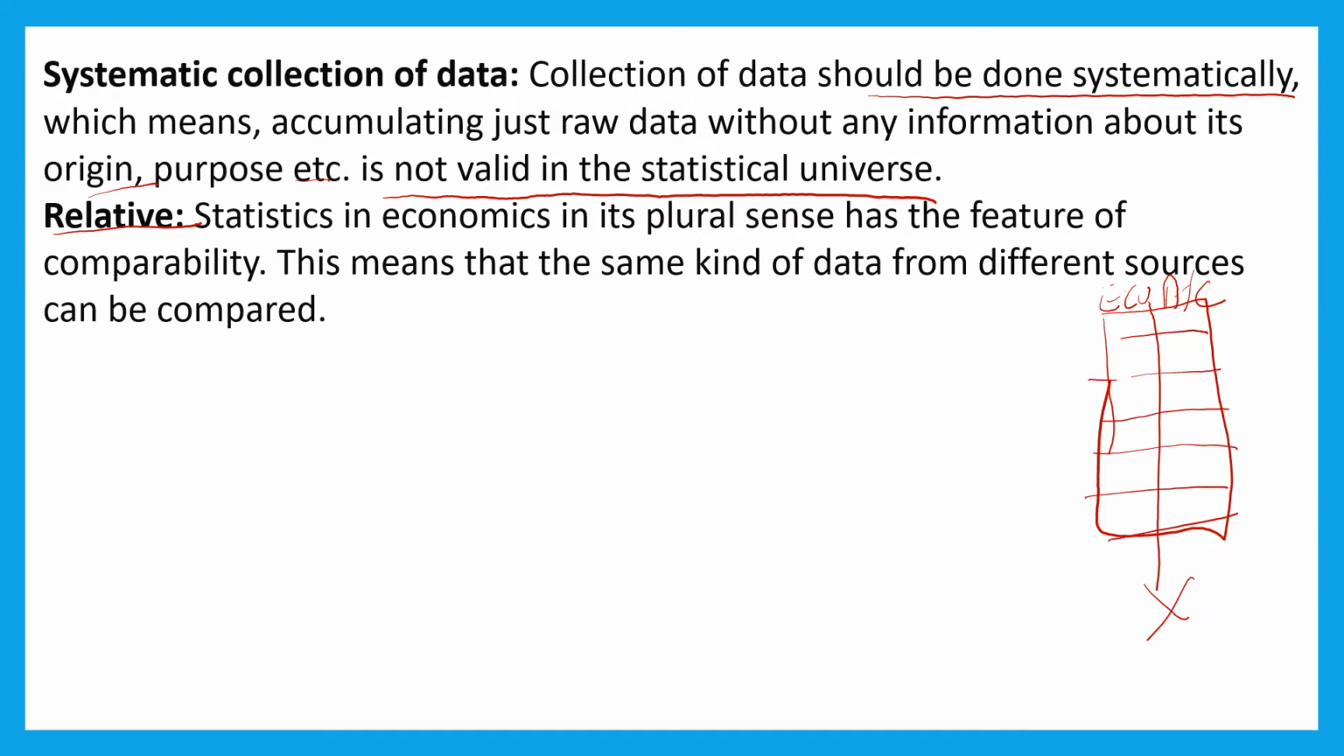When economics marks are placed along with some other subjects, you can make a comparison: the performance in economics is good compared to accountancy, or accountancy performance is better compared to economics. So these possibilities should be available when you collect and present the data. Here, relative means statistics in its plural sense has the feature of comparability. When data is placed in relation to each other, there will be comparability, which is very essential. Data from different sources can be compared.